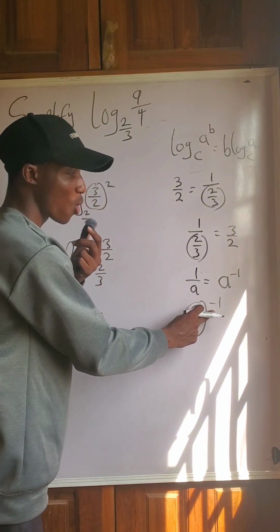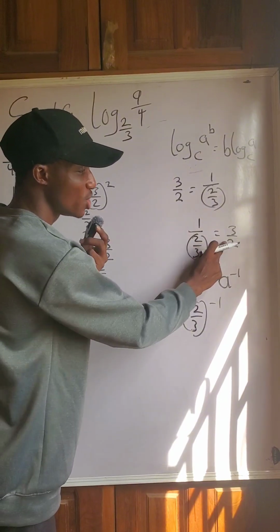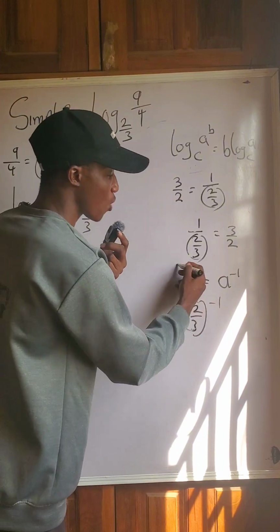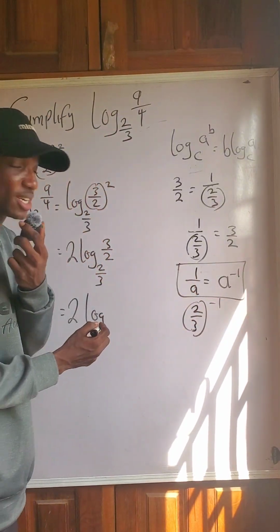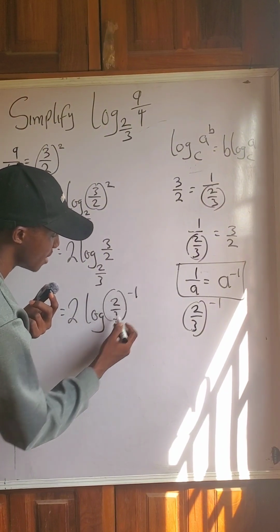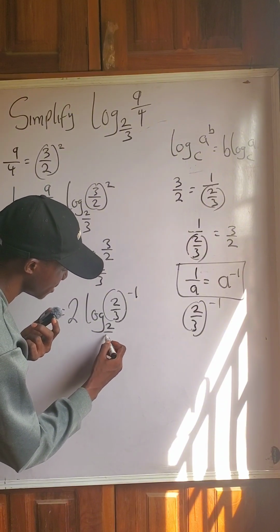Are you getting it? Because 1 over 2 over 3 is 3 over 2, and 1 over 2 over 3 is 2 over 3 raised to the power of minus 1, according to this law. Do you understand? So I'm going to have 2 over 3 raised to the power of negative 1, and the base is 2 over 3.